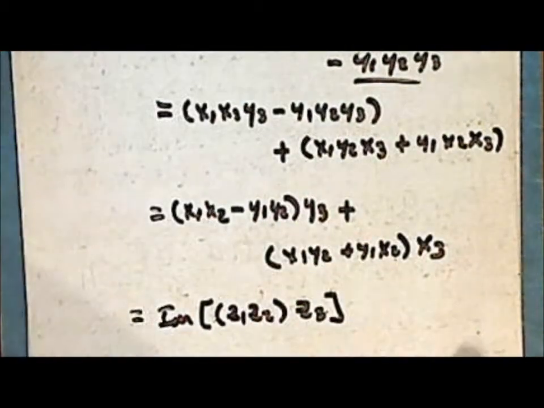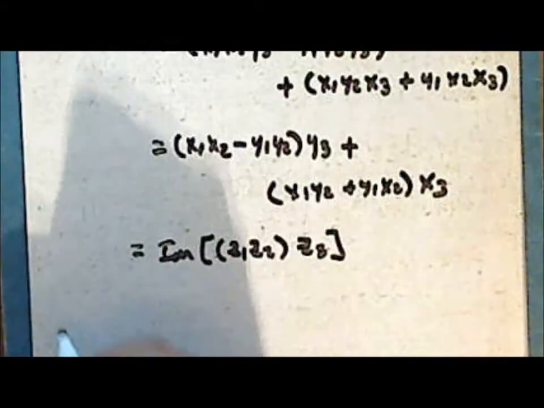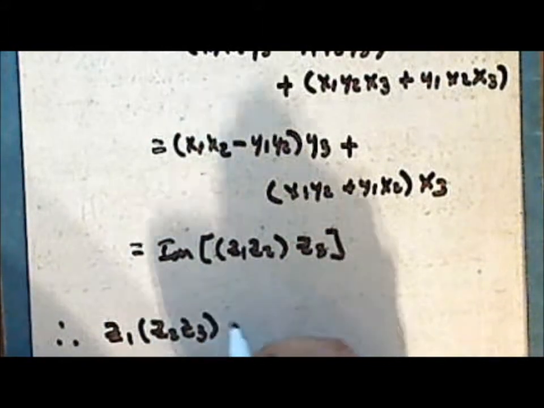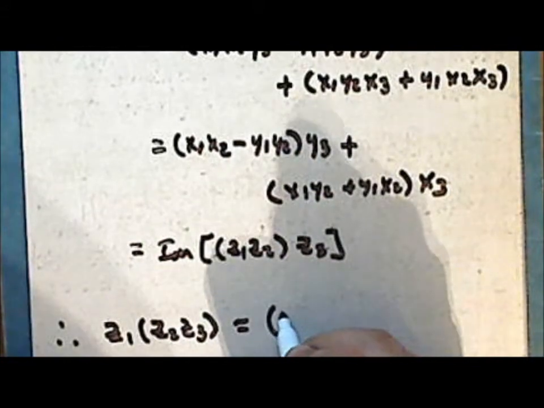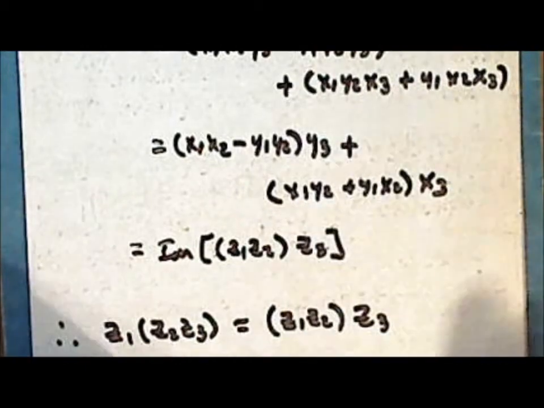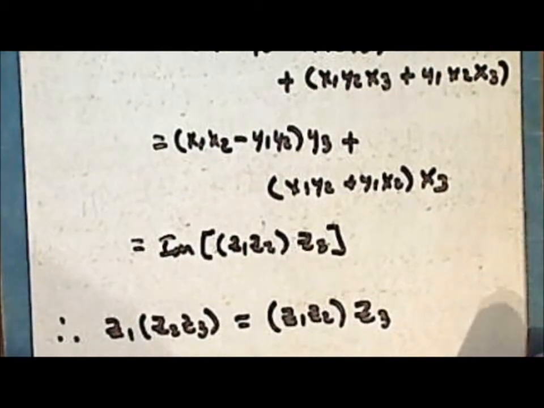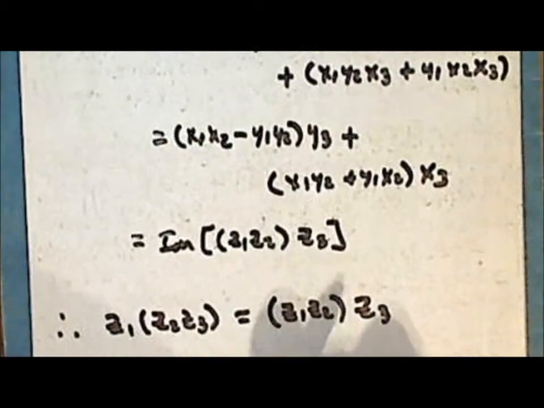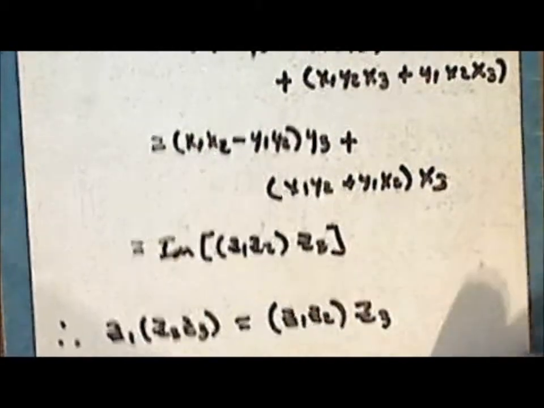So the real and imaginary parts are the same, and so we have that the product of z sub 1 with the quantity z2 times z3 is the same as the product of the quantity z1, z2 with z3. So again, multiplication is associative over the complex numbers, and so it does not matter how we group them, and so we can omit the parentheses entirely.